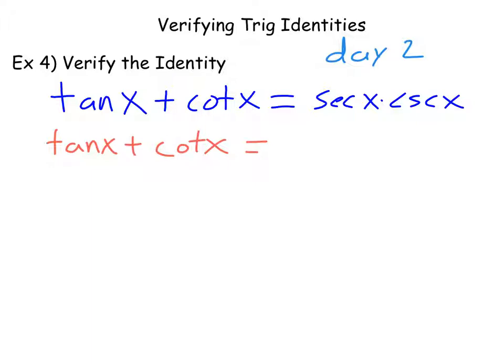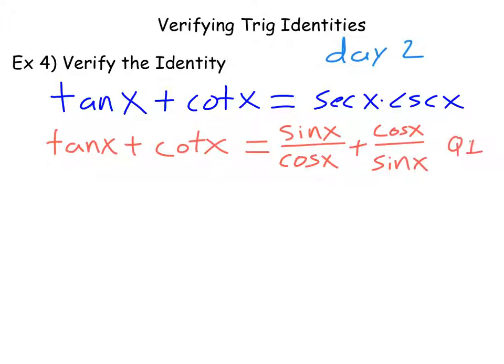Like I've given you 3 things that are good to try and typically will work, but you can't always see exactly where you're going. What you actually want to do here is to take tangent, that's sine over cosine, and cotangent is cosine over sine. And that is a quotient identity times 2. 2 quotient identities.